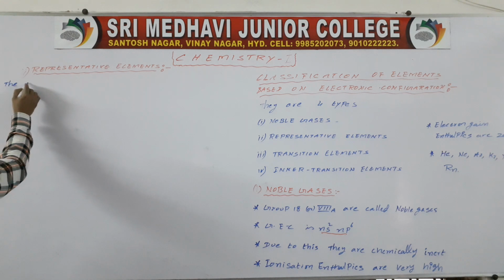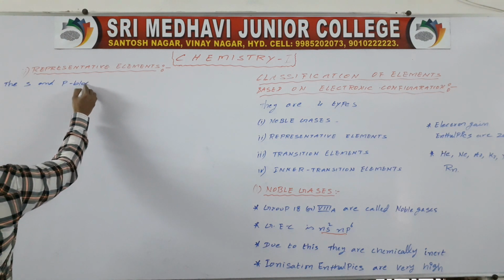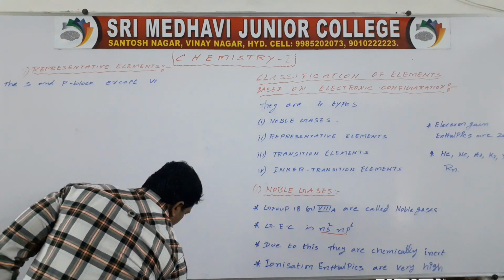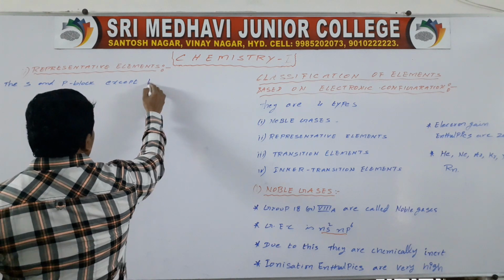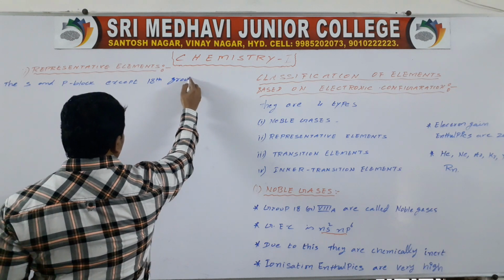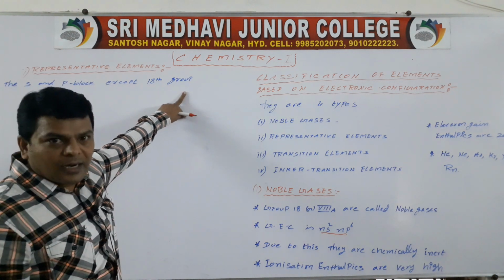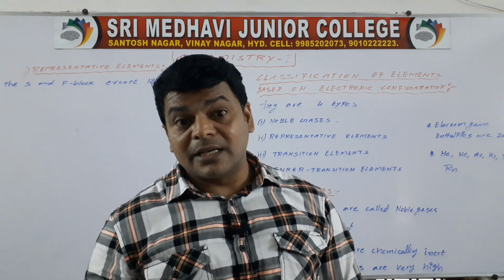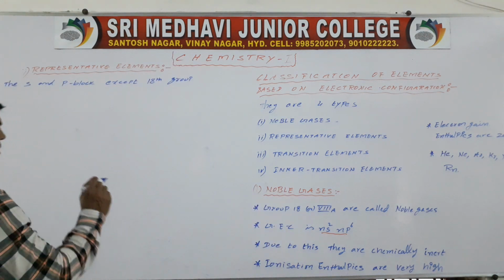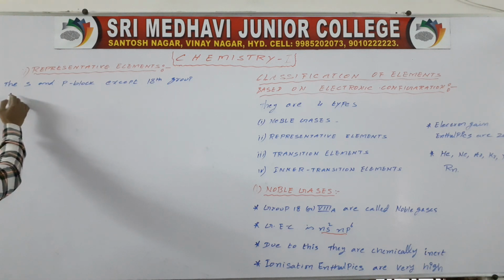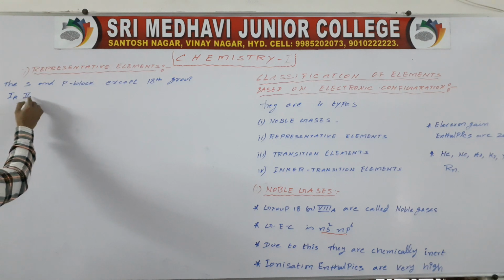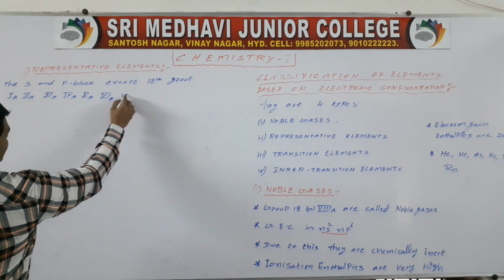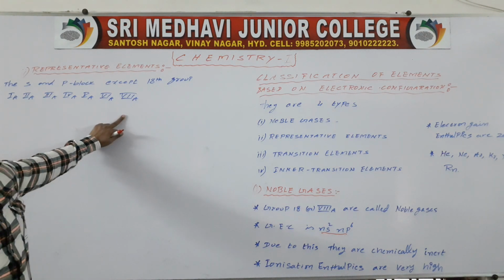S and P block elements except the 18th group are called representative elements. These are called main shell elements, or important elements. So how many groups are present in these? First A, second A, third A, fourth A, fifth A, sixth A, seventh A are called representative elements.